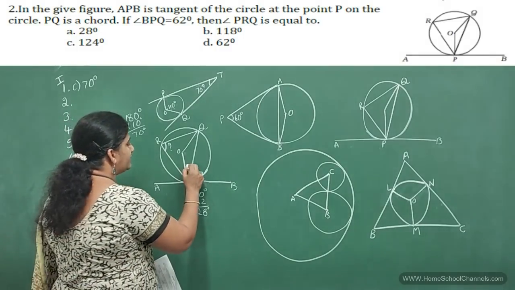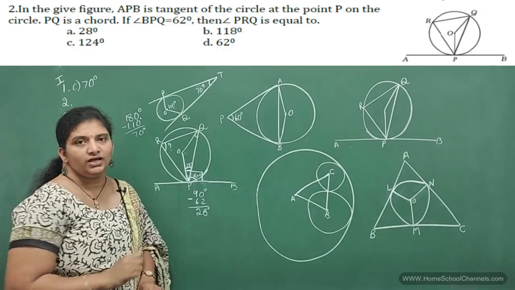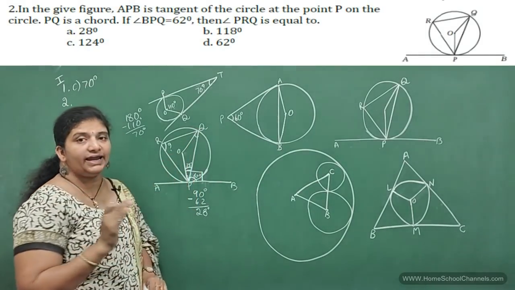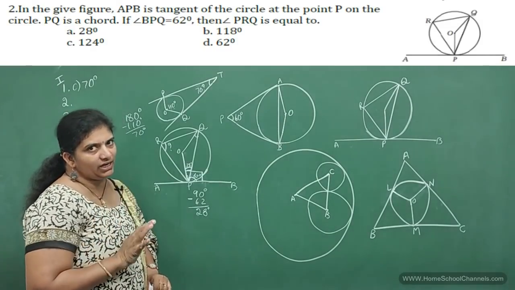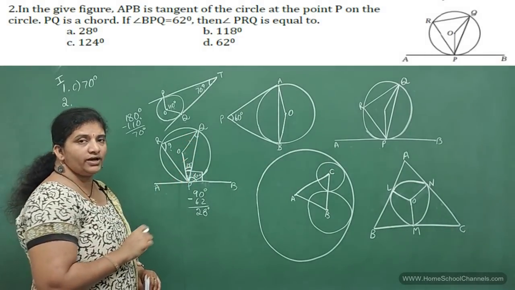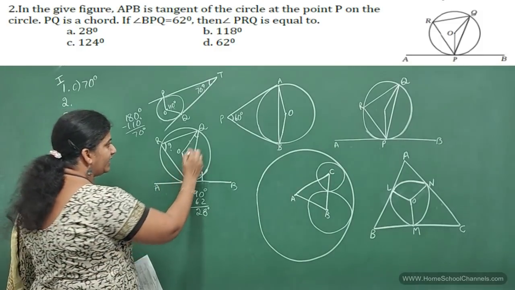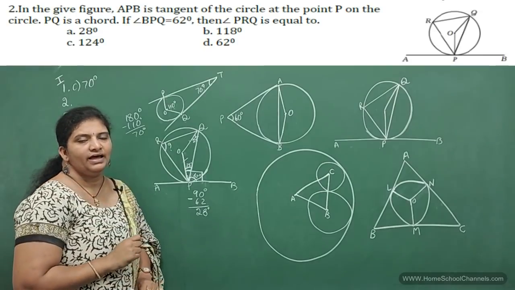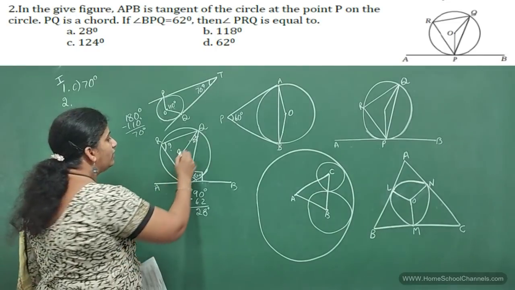Okay. If this is 28 degrees, then what about this? You can observe here, OP and OQ are the radius of a circle. Radii are always equal. If these two sides are equal, what can you say? Opposite angles are equal. This is 28 degrees, then this angle will be 28 degrees. Add 28 plus 28, it will be 56 degrees.